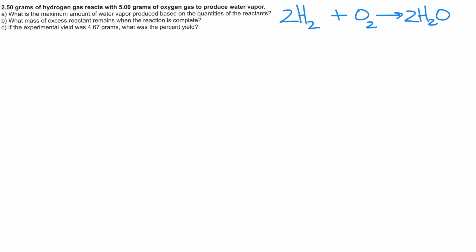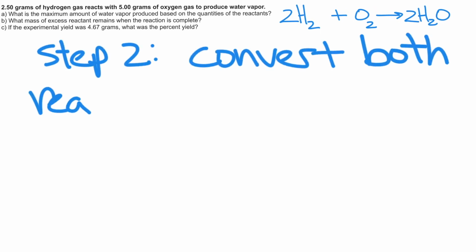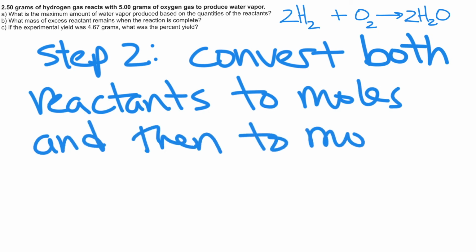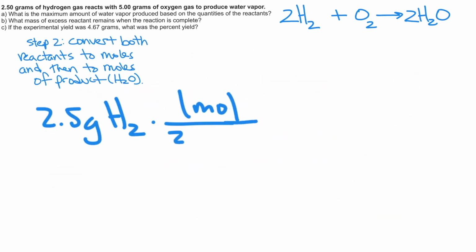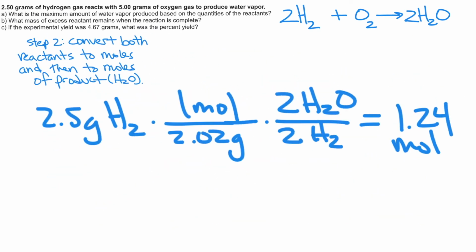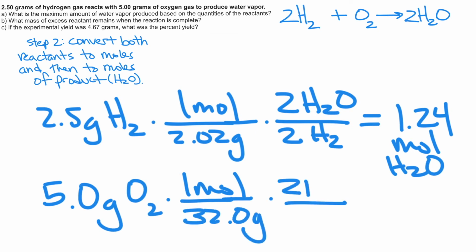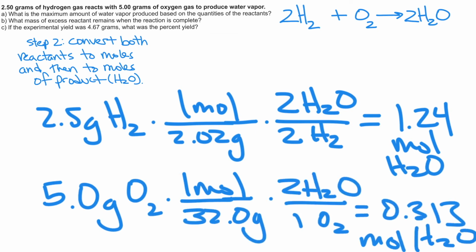Methane is CH4. This is a multi-step problem. Step 1, find the number of moles of each reactant, then multiply by the mole ratio, and finally, find the number of moles of product possible. There you see the answers. Looks like oxygen was used up first, because the amount of water vapor produced from that amount of oxygen was lower.